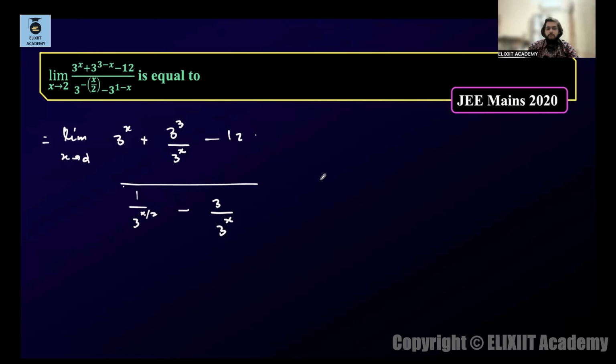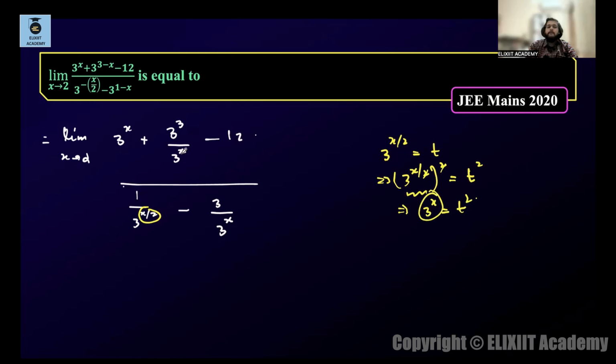To make this much simpler, I'll take one of them to be t. I'll take 3 raised to the power of x by 2 to be t, the smallest one. You take the smallest one to be t. Why? Because once you square this, you will be obtaining t square. And here on the left hand side, this 2 and 2 will get cancelled. You are left with 3 raised to the power of x, so automatically 3 raised to the power of x will also get reflected.